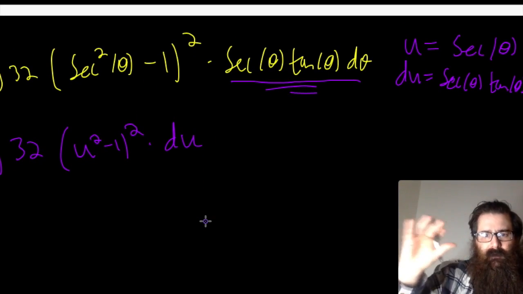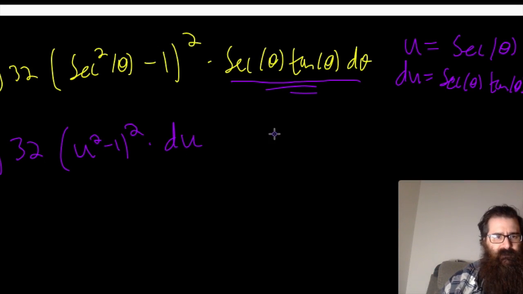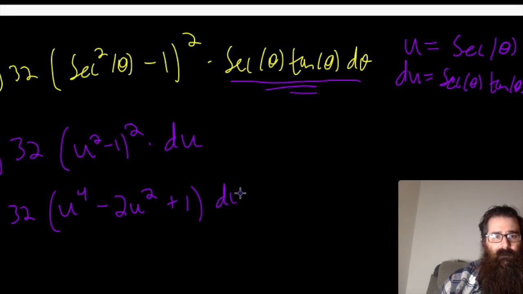So we've got to be awake and alert for these trigonometric substitutions. Now I can expand this out. So this becomes the integral of 32 times, and then if I FOIL, u squared times u squared is u to the 4th. Minus u squared combines the outer and inner terms to give minus 2u squared, and then minus 1 times minus 1 is plus 1. I still haven't integrated, but now I can integrate.